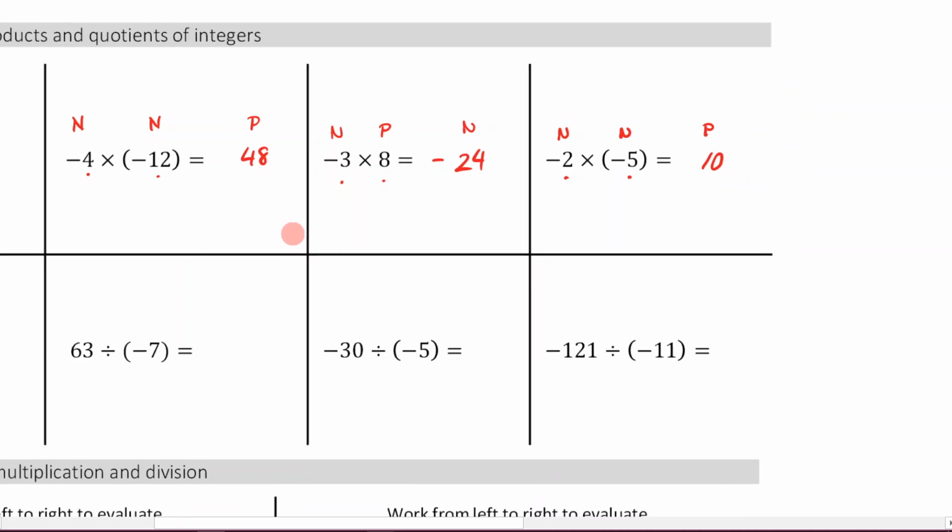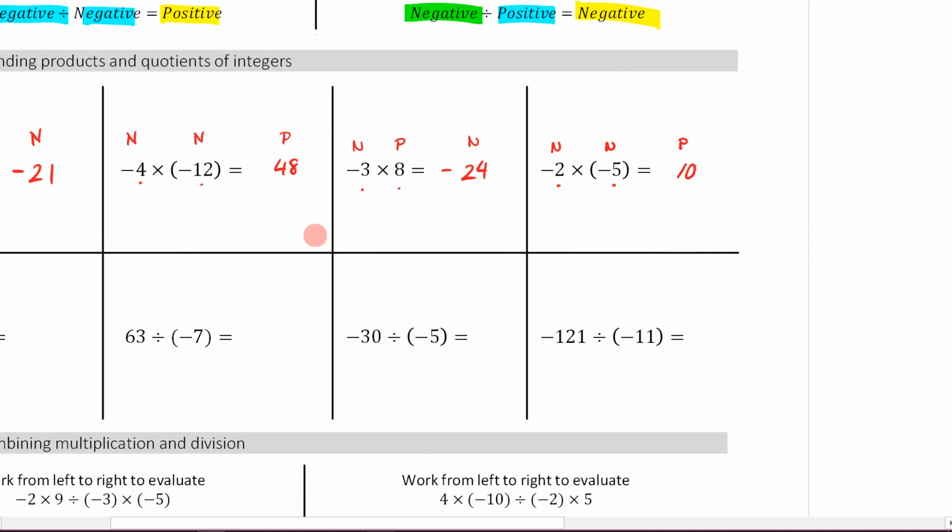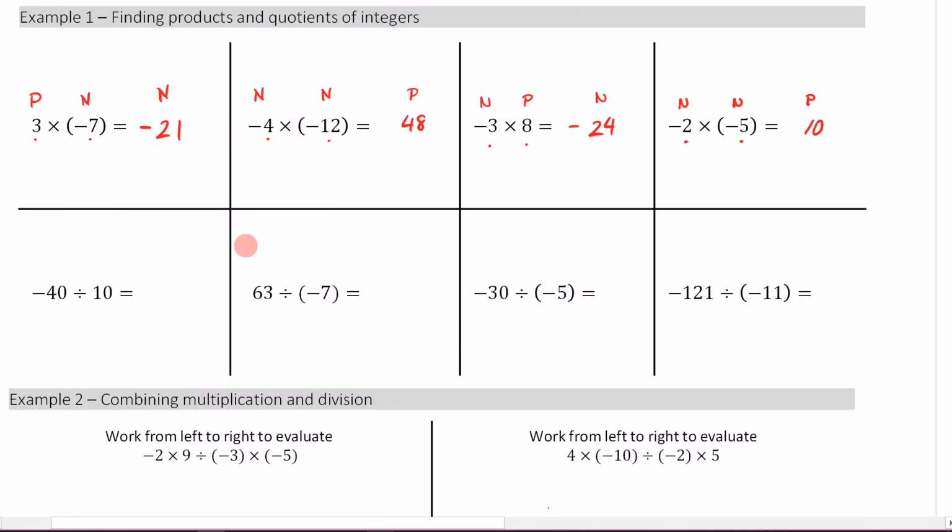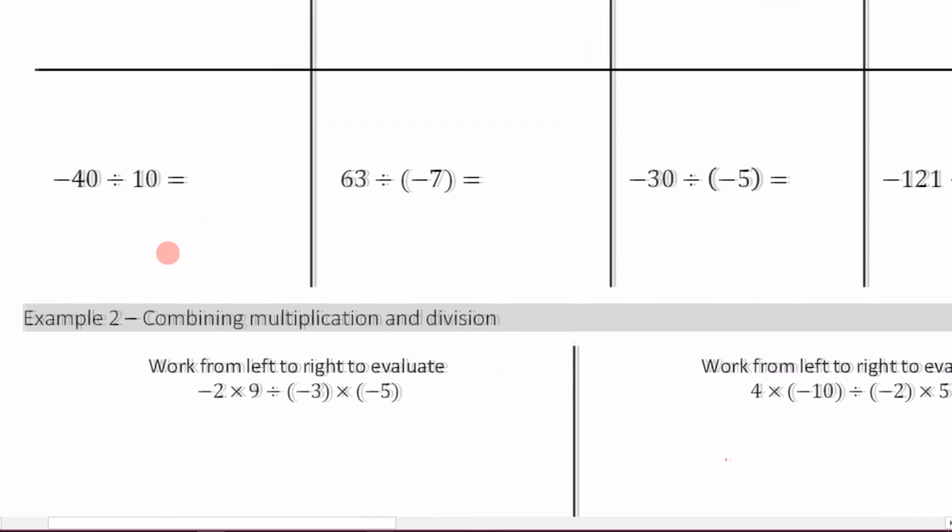So the moral of the story, when you're doing these questions, ignore the sign at first, and then later go back and see what the sign is going to be. So here I would go, well, 40 divided by 10 is going to be 4. And if I've got one negative, I know my answer is going to be negative, because a negative and a positive make a negative. And then after a while, you can start doing these really quickly.